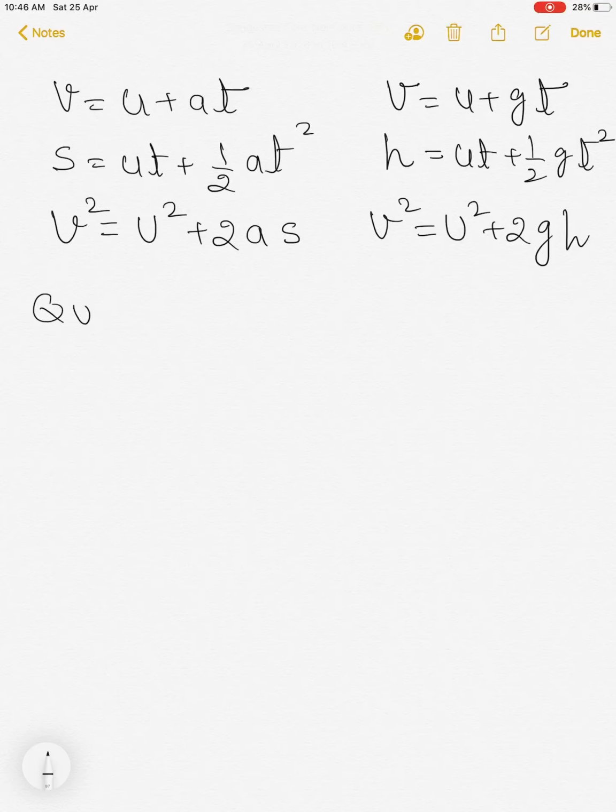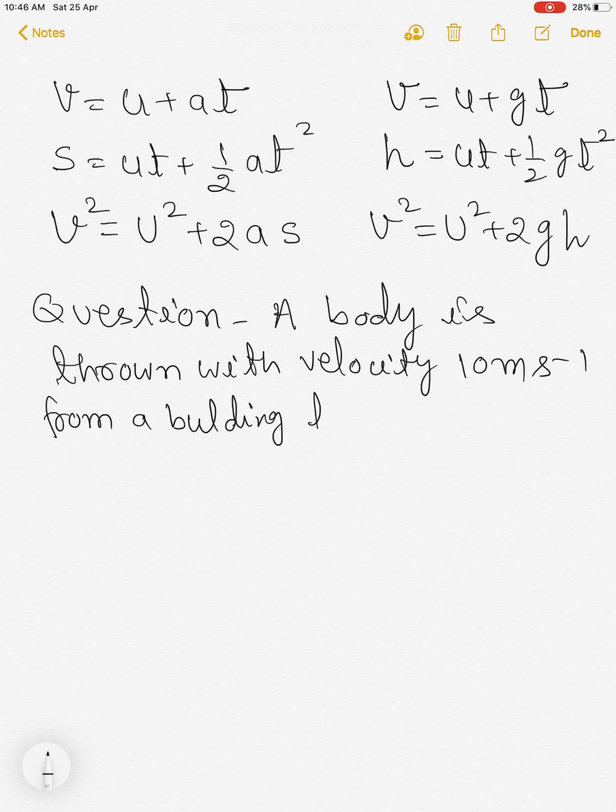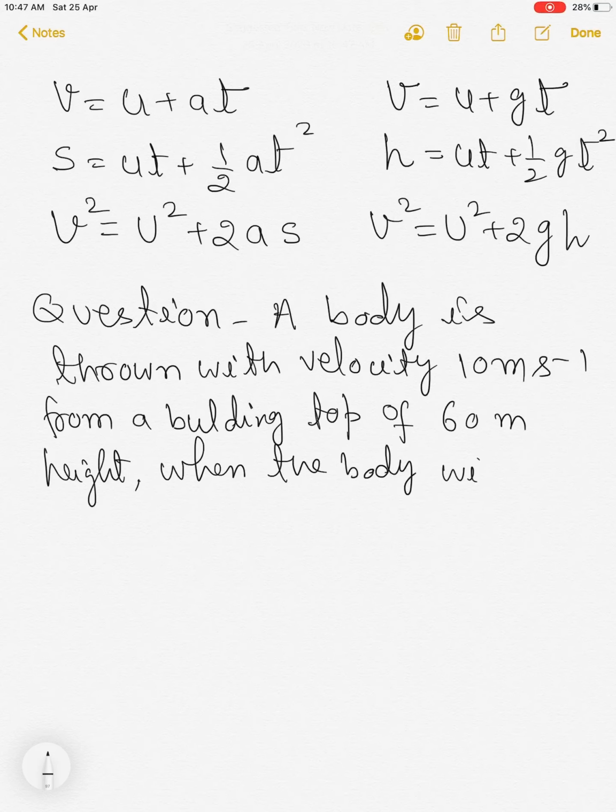a body is thrown with velocity 10 meter per second from a building top of 60 meter height. When will the body strike the ground?